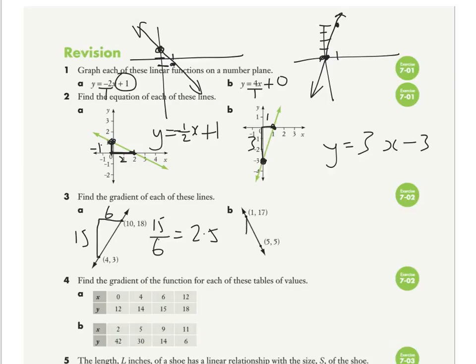Now, this time we fall. So from 17 to 5 is a fall of 12. From 1 to 5 is a run of 4. Negative 12 over 4 gets you negative 3. Now you can go the other way, so it would be a rise of 12 and a run in the negative direction of 4, which is still negative 3.